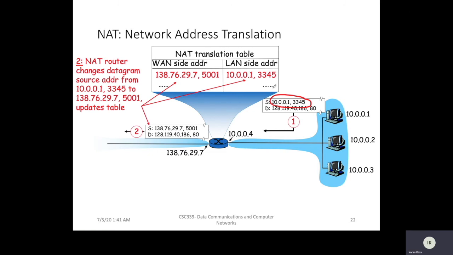So what happens as a second step? We have this entry on the LAN side, which is the connection request coming from a machine having IP address 10.0.0.1 from port number 3345. And now what I've done is that I've replaced this IP address with the NAT IP address, which is 138.76.29.7, and a randomly generated port number, say 5001. Now look at the packet that is being forwarded from the network. Here the source address is this NAT IP address, the global static address.